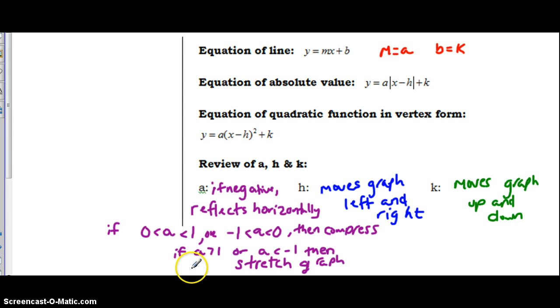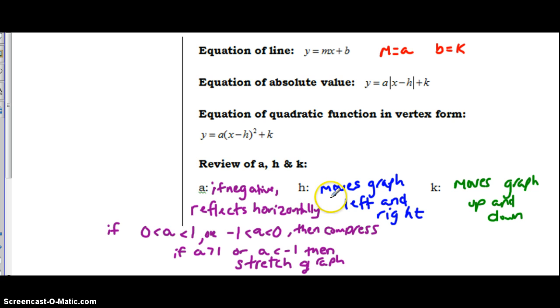And if a is greater than 1, or it's less than -1, then it stretches the graph. So think about it like a rubber band, it will make it narrow as you're pulling it. If you're holding a rubber band on the ground and then pulling it up, it's stretching the graph. That's probably the most complicated one.